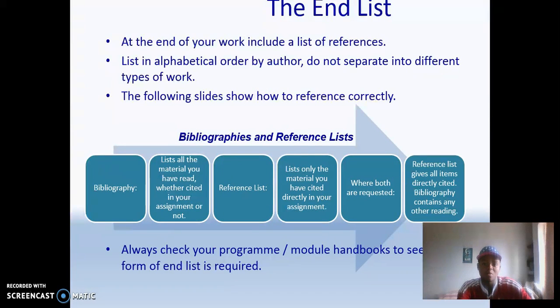At the end of your work, include the end list or the list of references or bibliography. In Harvard referencing, they should be listed in alphabetical order by author. Do not separate into different types of work. So this is an example of how you can do your bibliography or reference list. And here again they distinguish the difference between a reference list and the bibliography.